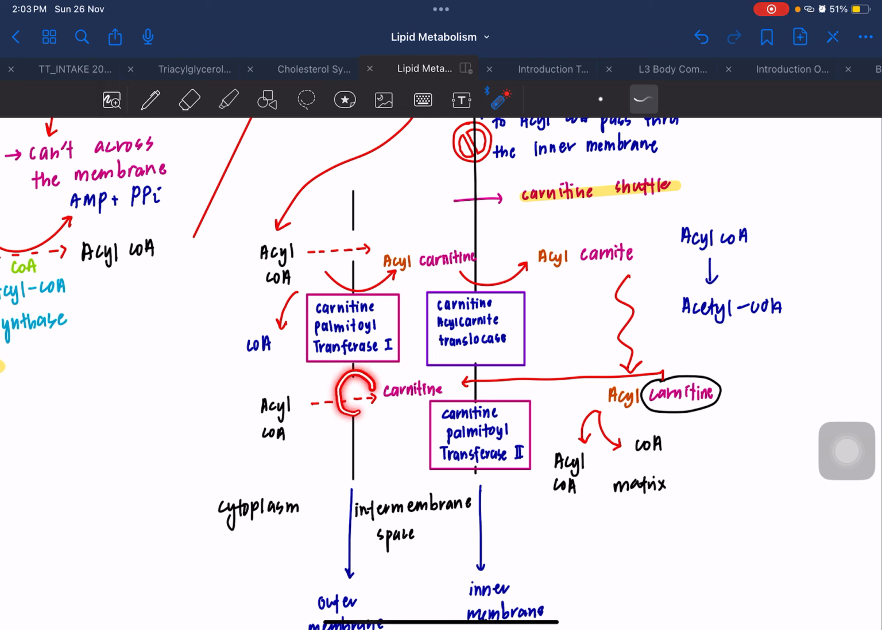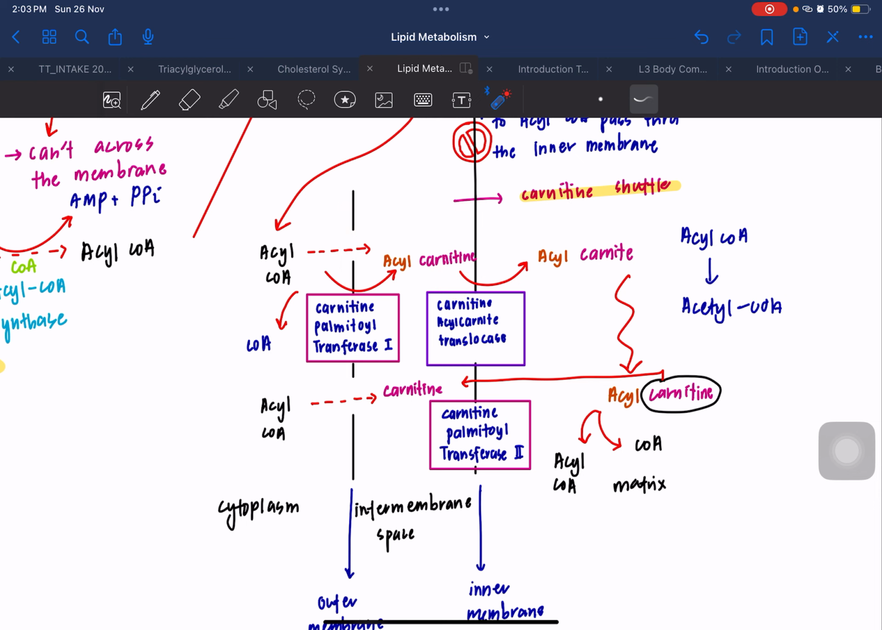Sebab dia ada pore. Dia ada lubang kat sini, porin kita panggil. So dia bolehlah masuk. You can pass through the membrane. But tiba-tiba dekat guard yang kedua ni, Pak Guard cakap, hey, kejap, kau ada access card tak? Kalau tak ada, kau tak boleh masuk. So acyl CoA ni macam terkejut. Kenapa pula? Pertama dia boleh masuk, tiba-tiba dekat sini tak boleh masuk.